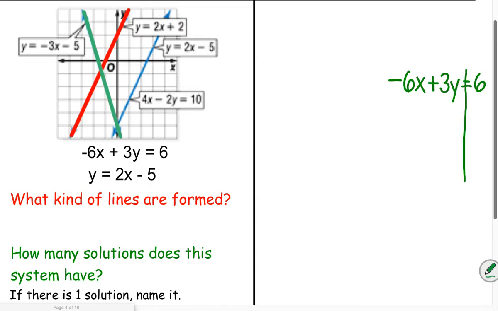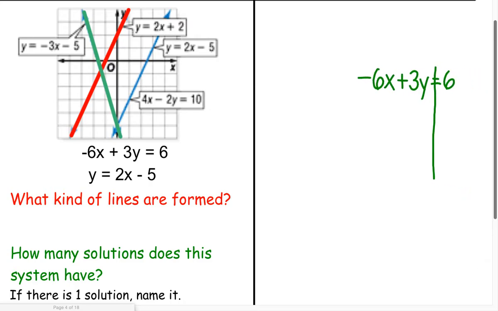So just like we did on the last one, add 6x to both sides.